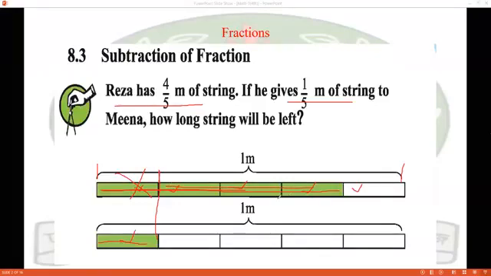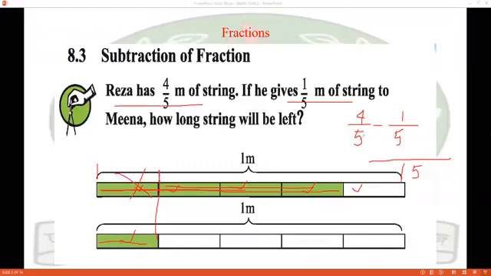But we know it physically, so how can we calculate it mathematically? We have to subtract the fractions. So we can write 4 by 5, and he gives Mina 1 by 5 meter, so it is subtracted, 1 by 5 meter. Then we have to find the denominator. Here the 2 fractions have the same denominator, so the denominator will be the same, 5.